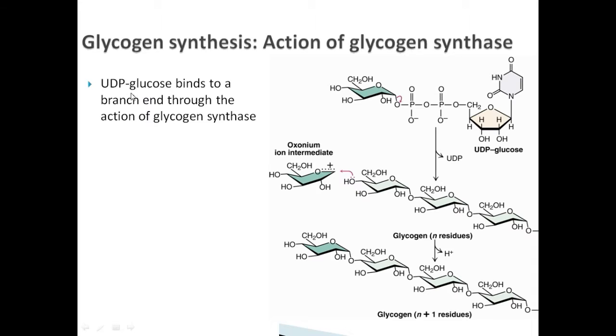So how this works: UDP glucose binds to a branch end through the action of the glycogen synthase enzyme, and UDP is released, and the branch is now one glucose residue longer. So we have the UDP glucose we saw the synthesis of a couple of slides ago. We have our growing glycogen chain over here, and through the action of glycogen synthase, the UDP is released, and the new glucose residue is added to the end of the chain, and our glycogen is now one residue longer.